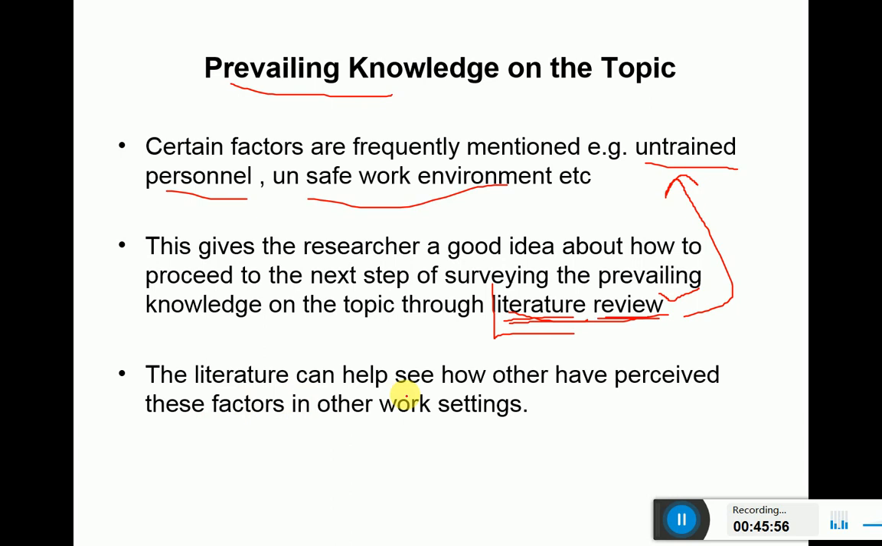So the literature can help us to see how others have perceived these factors in other work settings.